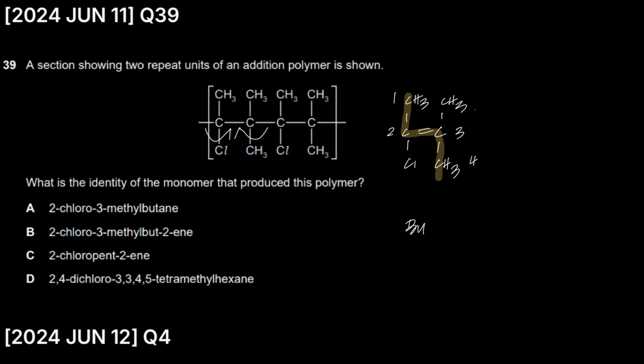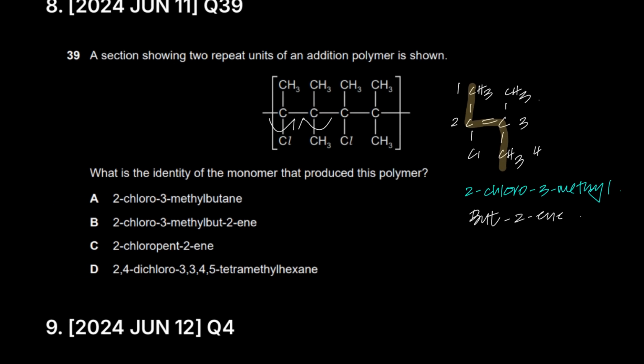4 carbon is what? Butene, because it's an alkene, but put the position of the functional group which is between 2 and 3. So it's butene. And on which carbon do you have the chloro and which carbon do you have methyl? You have chloro on the second carbon and methyl on the third carbon. So it's 2 chloro because C comes first before M. So it's 2 chloro, 3 methyl, butene.